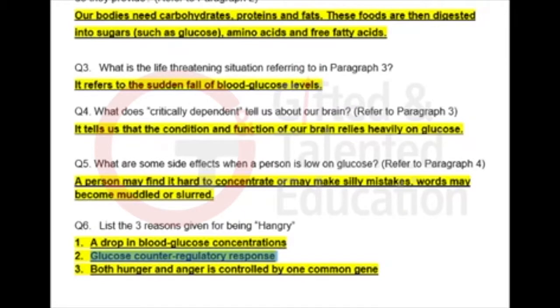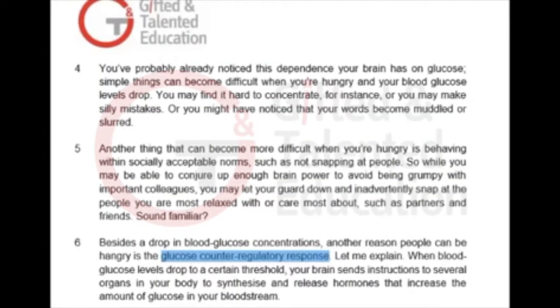That's pretty smart. And for the third reason, both hunger and anger is controlled by one common gene. Now, where do you think we can find this reason? Let's go down to paragraph 9.